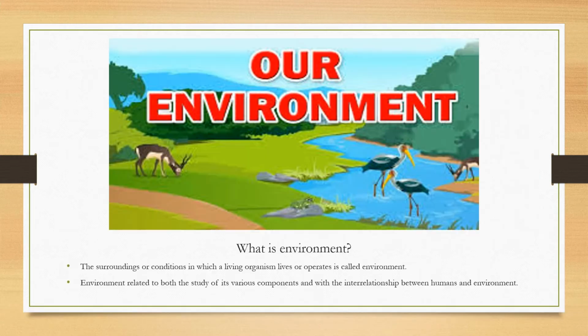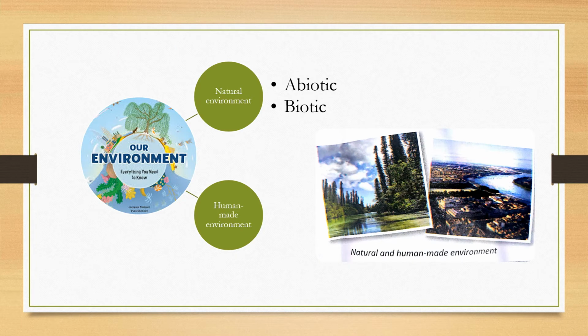So, what is environment to us? The surroundings or the conditions in which a living organism lives or operates is called environment. The surroundings can consist of people, places, things, animals, and nature. These are the components of environment. The word environment not only relates to the study of the various components but also deals with the interrelationship between humans and environment. Now, the environment is a combination of both natural as well as human-made environment.